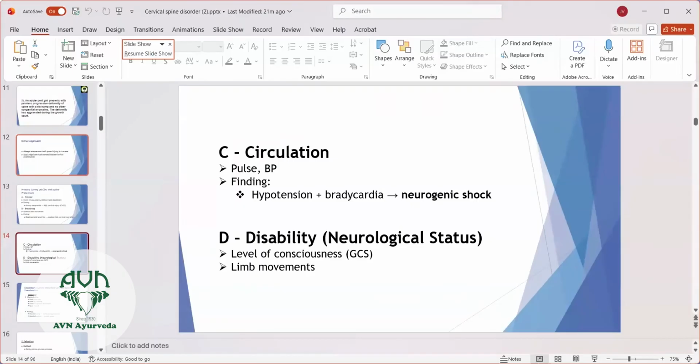Then we have to look for disability: any neurological deficit. Ask the patient to move all the upper limbs and lower limbs, and we have to check for consciousness also.